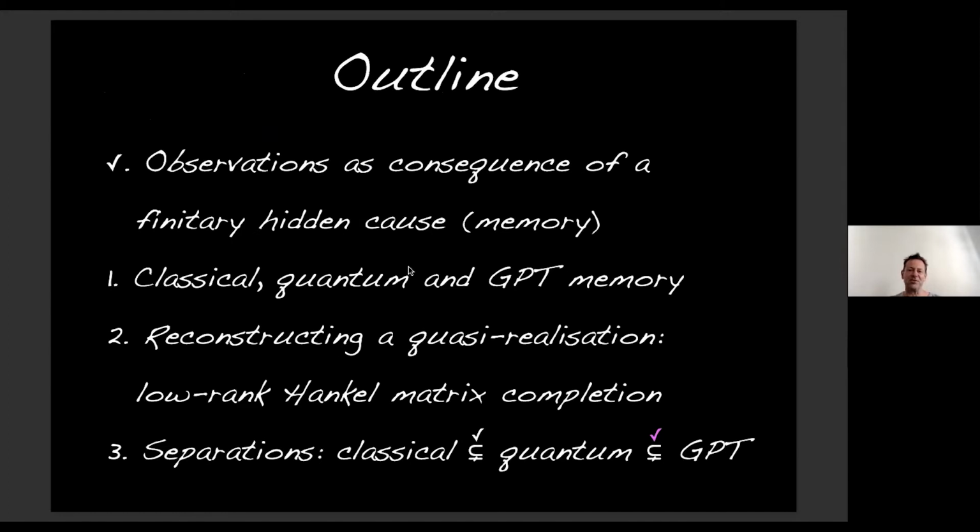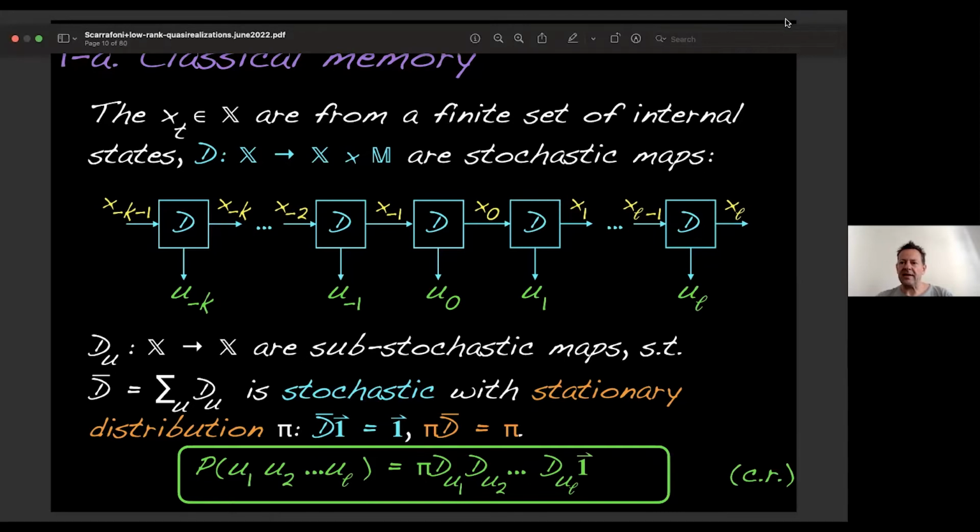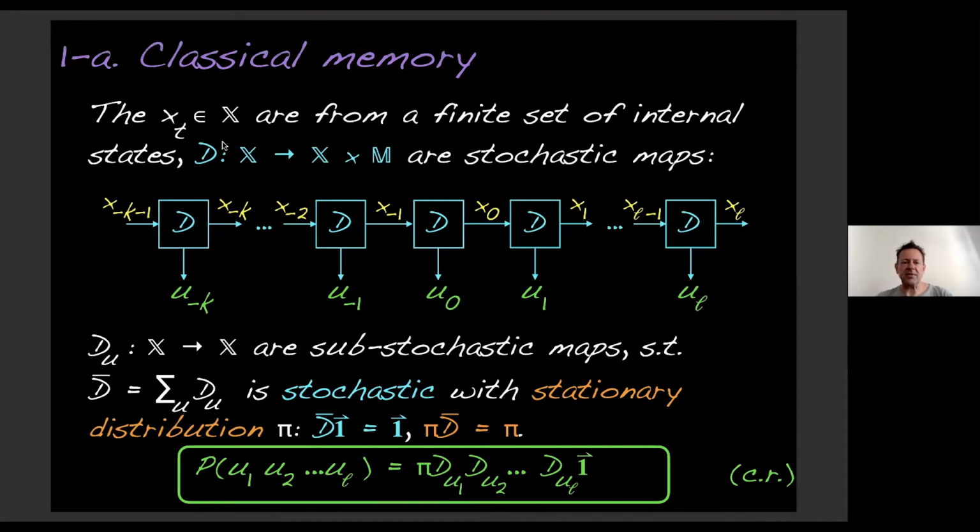So this is going to be a little philosophical. But let's start with a simple case. I mean, hidden Markov model is a topic from classical probability theory. And so there, the hidden causation process is just that. There's a finite Markov chain with state space X, this X_t from this finite set X. And we have a map, a stochastic map, that takes the internal state X to a new state X and an output symbol from M, right?